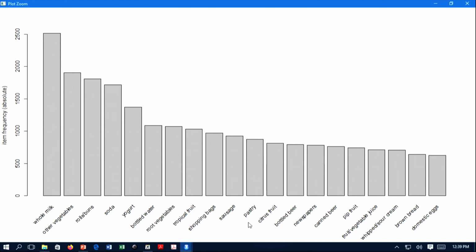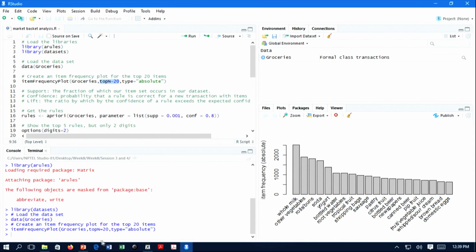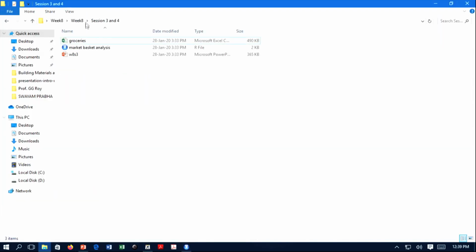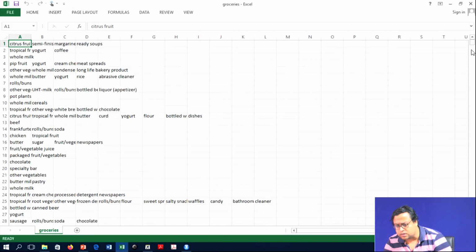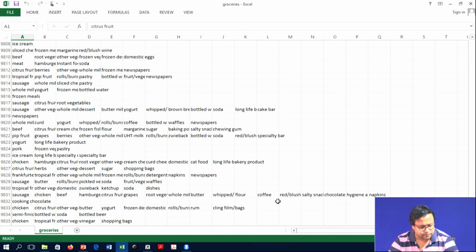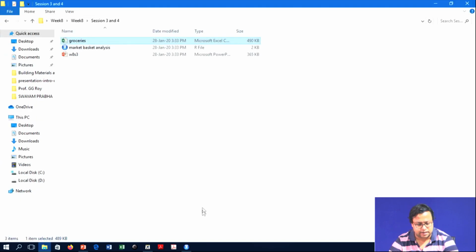I think I have around 10,000 observations, and out of them in about 2,500 cases whole milk is occurring, and the other items occur similarly. That is something important to understand. Just one minute, let me check how many rows I have. Yeah, around 10,000 is there.